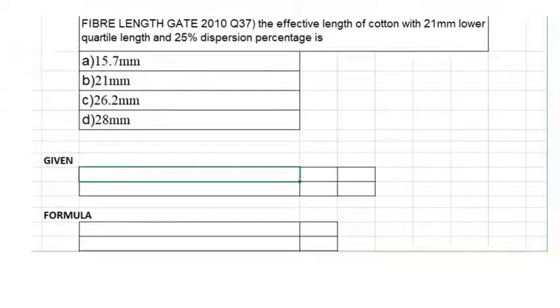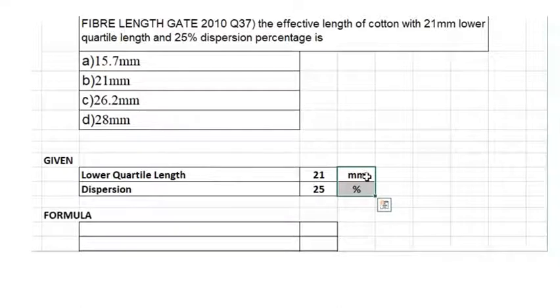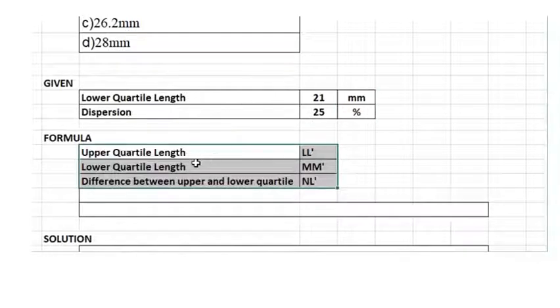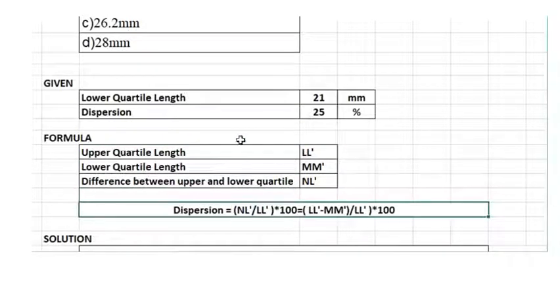So what are the things that are given? Lower quartile length is given and dispersion is given. Lower quartile length is 21 and dispersion is 25%. 21 mm is your lower quartile length. For this, we need to know about the bar sorter, as I already said. In bar sorter, we have these terms: upper quartile length, denoted as LL dash in the sorter diagram. The lower quartile length is MM dash, and the difference between the upper and lower quartile length is dispersion. And you have the formula for dispersion.